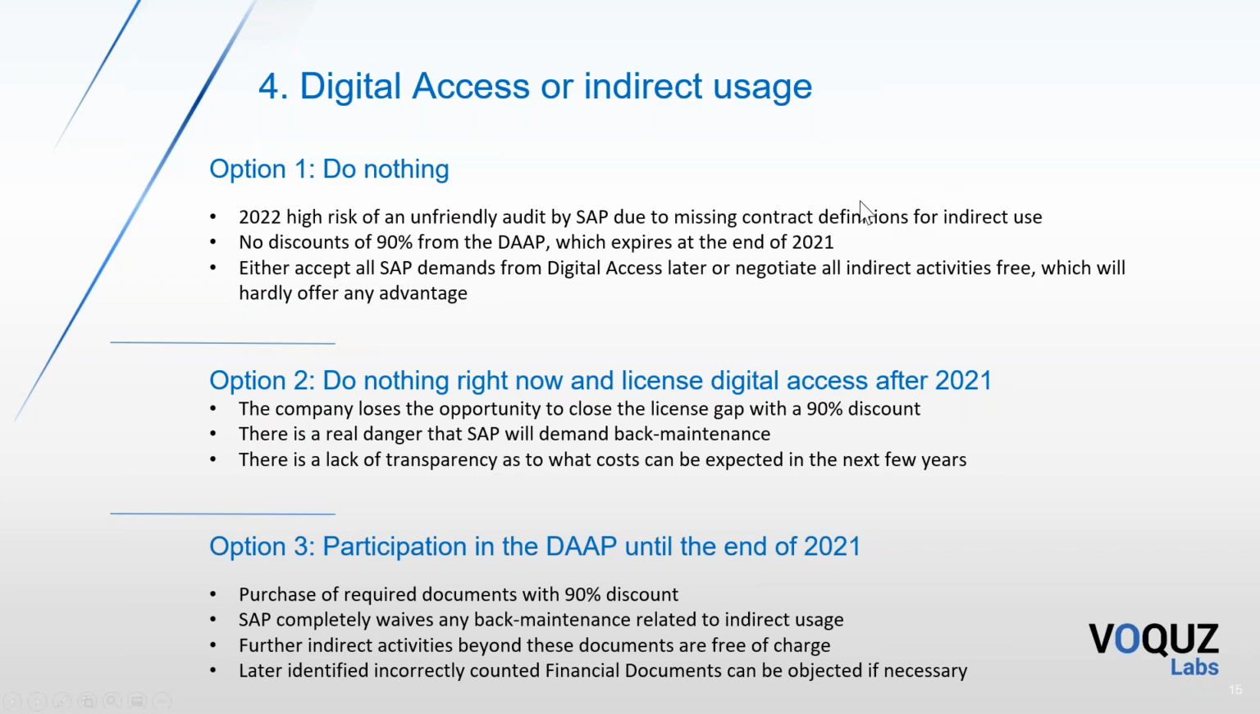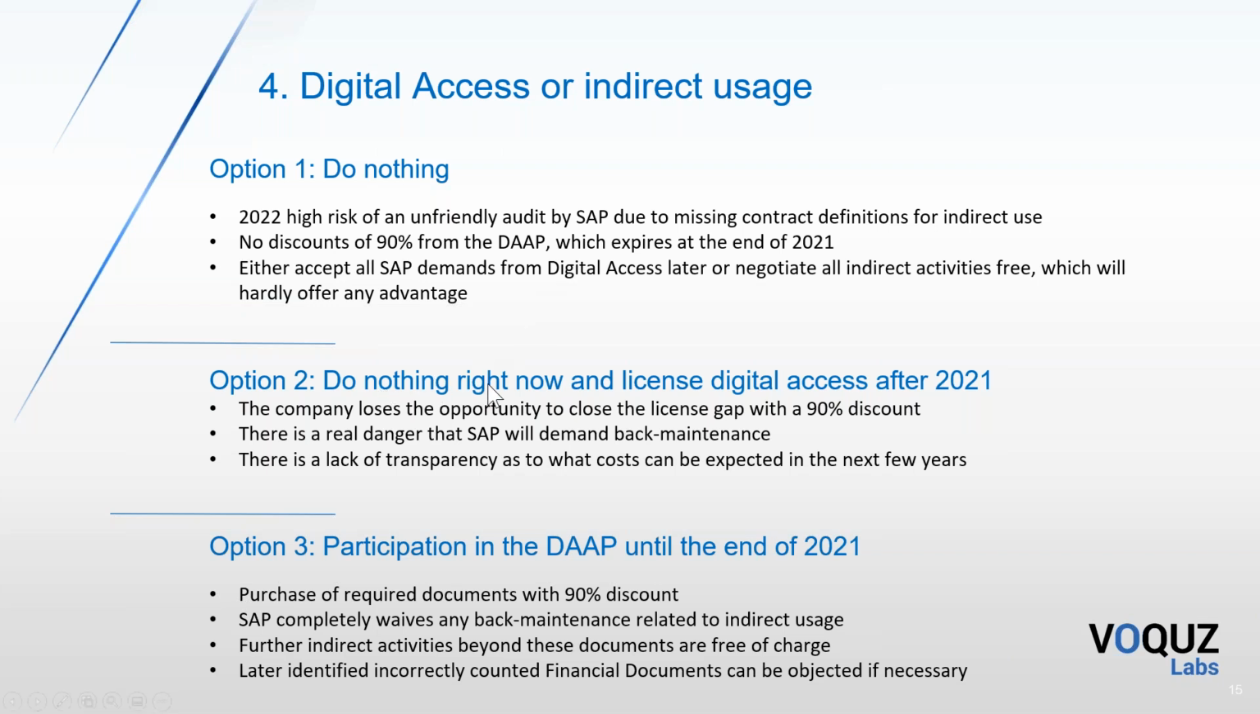if you don't regulate and mitigate it this year, where the Digital Access Adoption Program is in place, you are risking not obtaining the 90% discount for digital access adoption next year, we don't know yet. And this is a high discount. So either accept all SAP demands for digital access later, or negotiate things, all indirect activities free, and this will probably not be to your advantage.